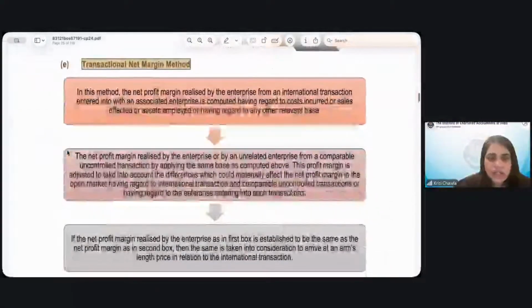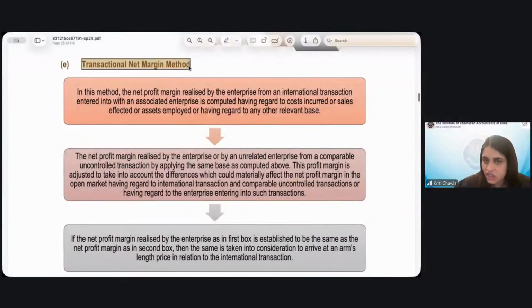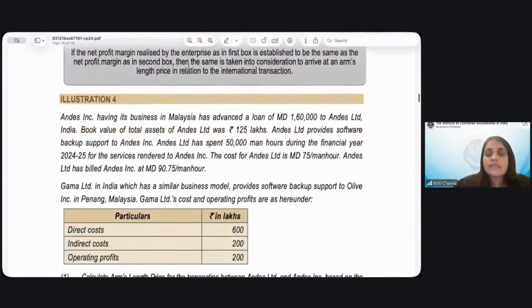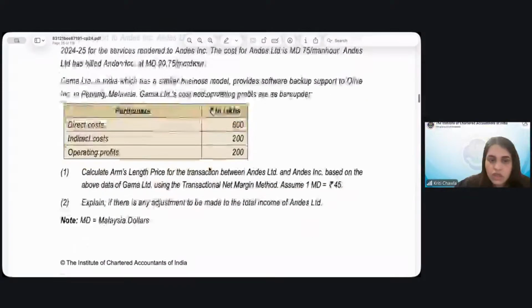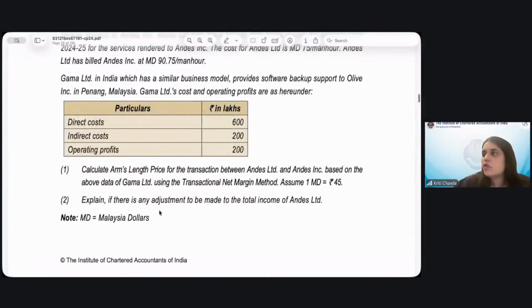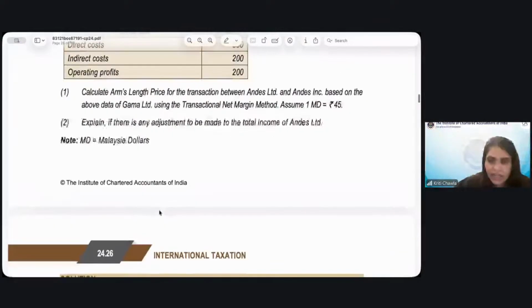What I'd like to actually discuss in detail is the transactional net margin method. Now, the kind of question that they've given here for transactional net margin method is something that will require a lot of insight. It will give you a lot of perspective into how the TNMM method comes into existence. And it will give you a lot of perspective on associated enterprises and international transactions.